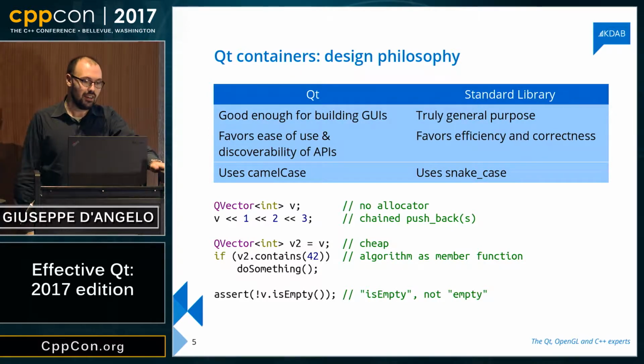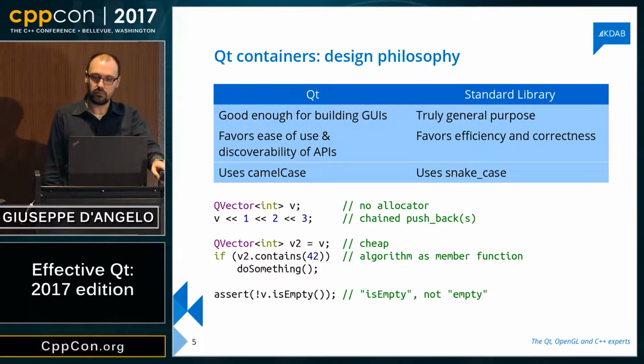Yep. And finally, Qt favors a certain kind of wording, a certain kind of expressiveness. So to check if a container is empty, you write isEmpty. You don't write empty, which might be ambiguous. Yep. So they're very different, as you may see. If you are used to the C++ style of writing things, this style may surprise you.